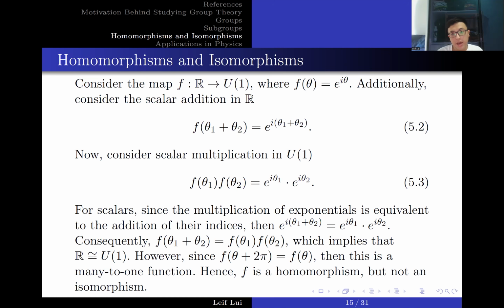However, since f of theta plus 2 pi is equal to f of theta, namely e to the i theta is periodic about 2 pi, then it is a many-to-one function, and thus it is not one-to-one, and hence f is only a homomorphism, but not an isomorphism.